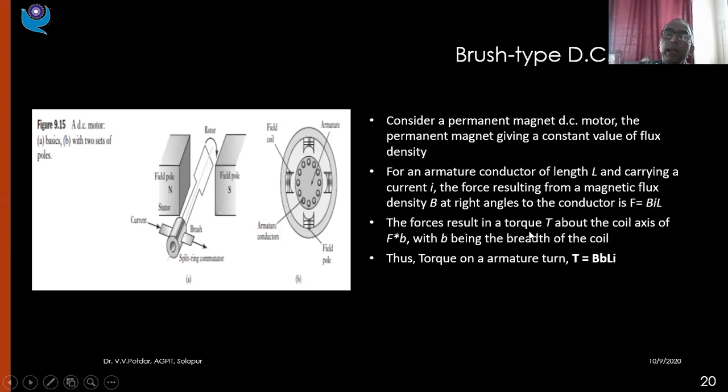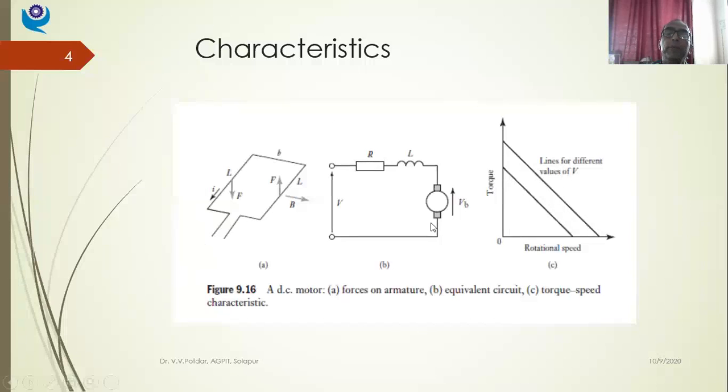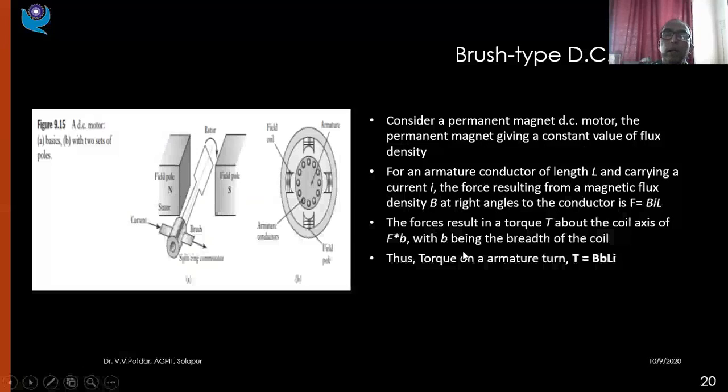Now the forces result in a torque T about the coil axis of F into b. As we have seen, F into b will be the torque that is developed on the coil, b being the breadth of the coil. Thus the torque on a single armature turn is T equals BIL into width b. BIL is the force, into width b, gives me the torque that is developed on this single turn of the armature coil.